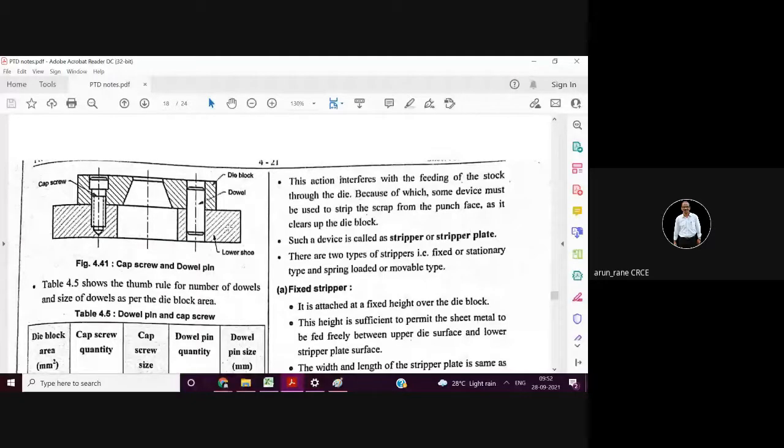Cap screw, generally you can go for M8, and dowel you can go for 6 mm. This is a dowel, and remember, if you are using a dowel, then both the holes have to be reamed. That is, there is a hole here in the diagram. There is a hole in the die block also. So both the holes should be reamed, and the function of the dowel is to align.